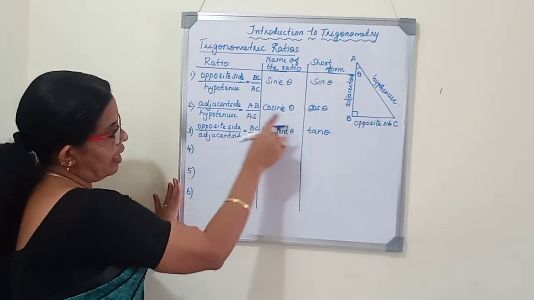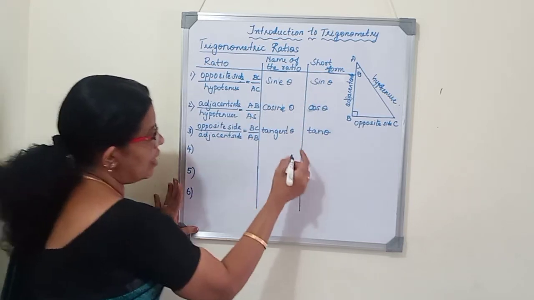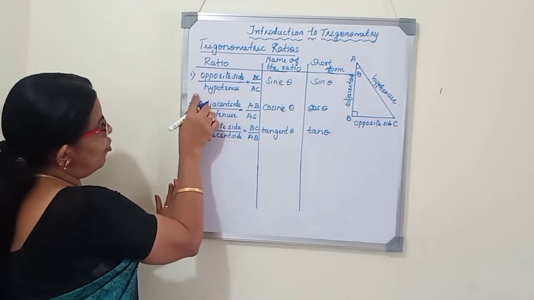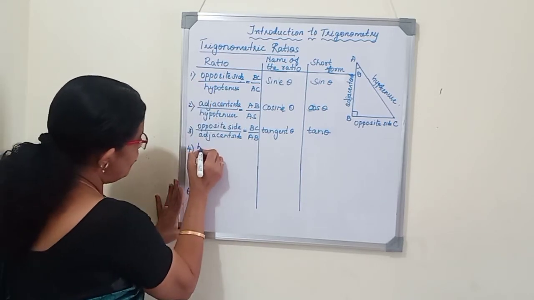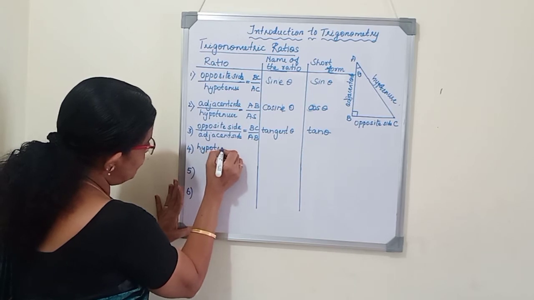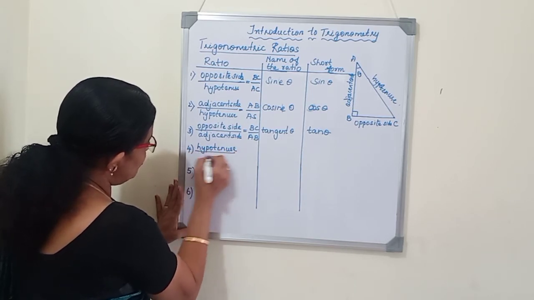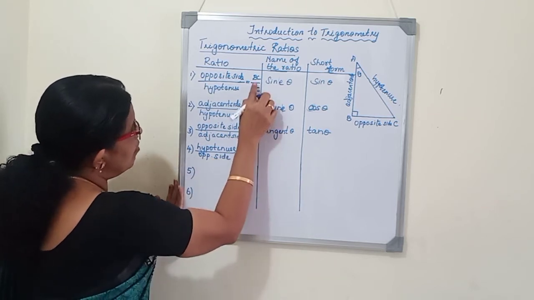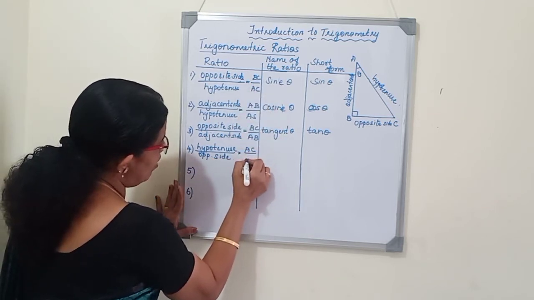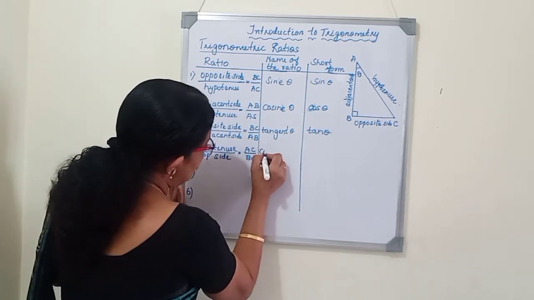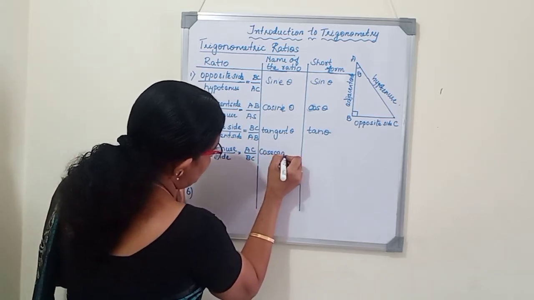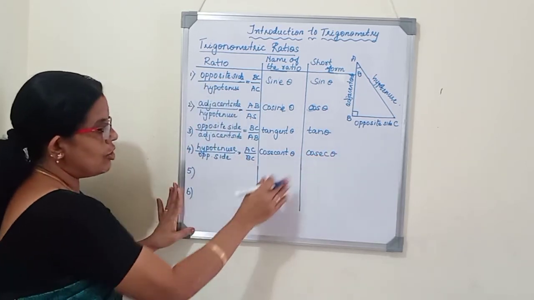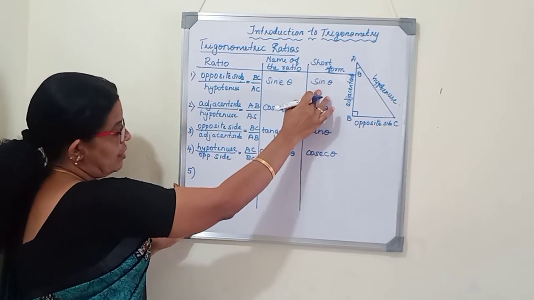Next we are going to write cosec theta, the reciprocal of sin theta. So what is the reciprocal of opposite side by hypotenuse? It is hypotenuse by opposite side. So that is nothing but AC by BC, and that is cosecant theta. Short form we will say only cosec theta. So cosec theta is the reciprocal of sin theta.